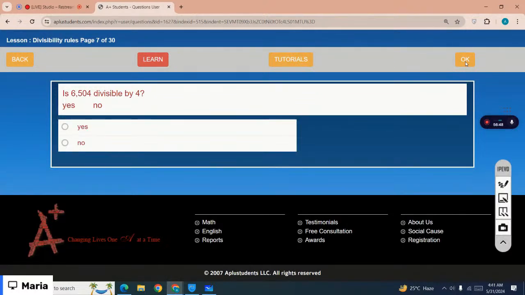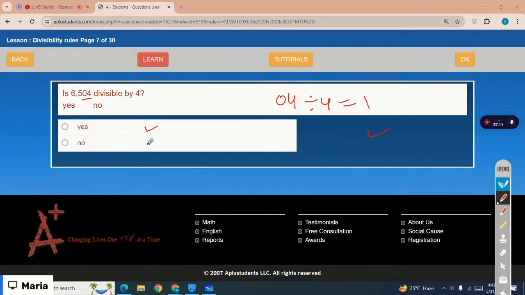Is 4504 divisible by 4? The divisibility test for 4 is if the last two digits of a number are divisible by 4, that means the number is divisible by 4. The last two digits of the number are 04, and 4 divided by 4 is 1. That means yes, the number is divisible by 4. Got it? The correct option is yes.